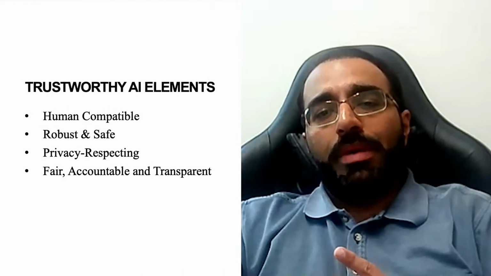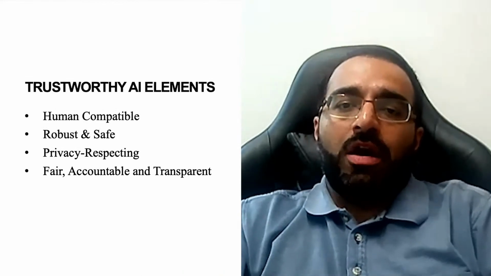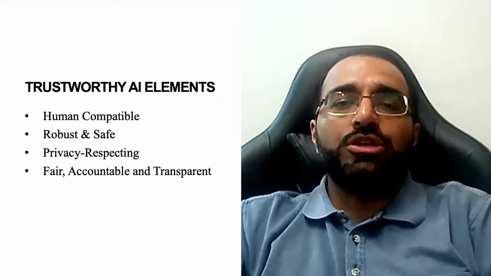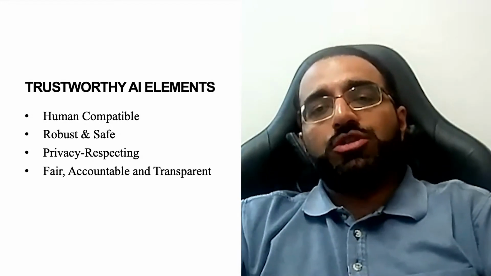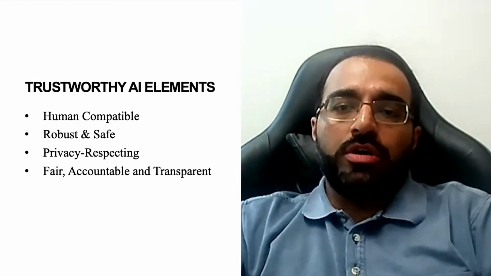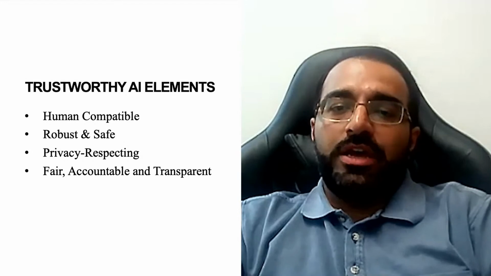There are four main elements of trustworthy AI. Any AI technology should be human compatible, meaning the human should have control and should be able to understand how this AI technology works and when they are under control observation of the AI technologies.